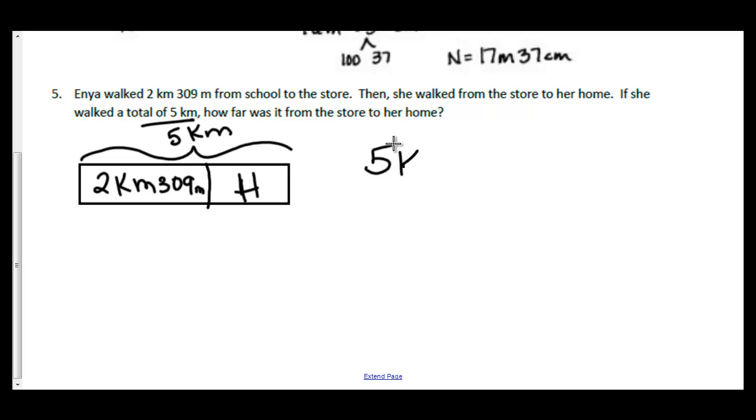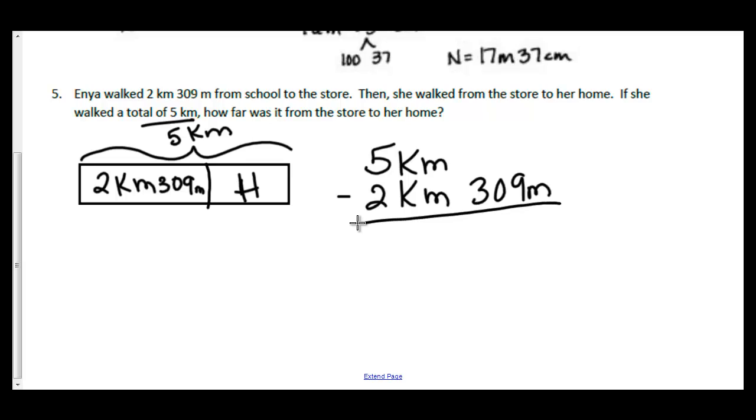So I've got 5 kilometers, and I'm going to subtract 2 kilometers, 309 meters. So I'm thinking, how am I going to take away 309 meters when I don't have any? Well, it's kind of like decomposing, isn't it? Could I come over here and decompose 1 kilometer and trade it for 1,000 meters? Now I can subtract.